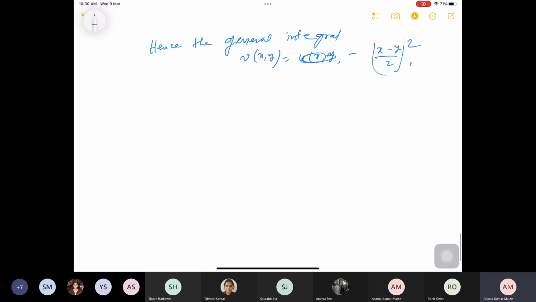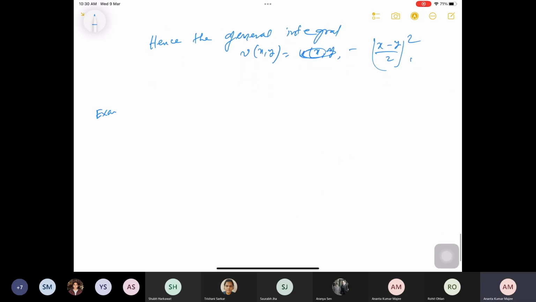Let us consider one more example, and then I'll stop this first order PDE and talk about the second order PDE. So what is the general integral of u_t + u_x² = 0?